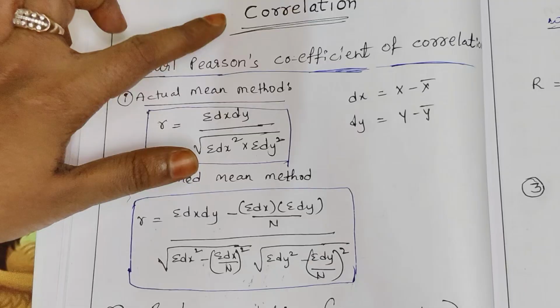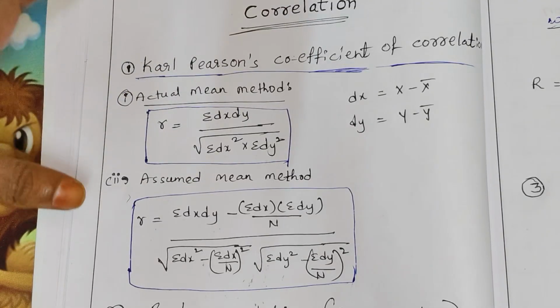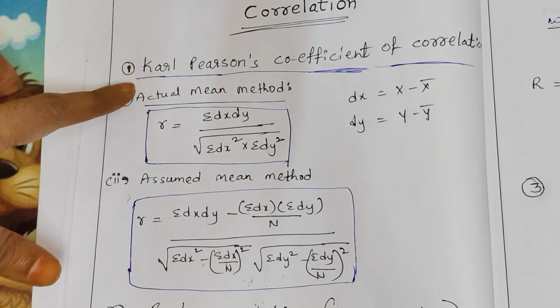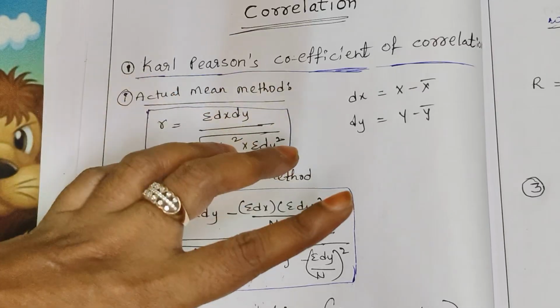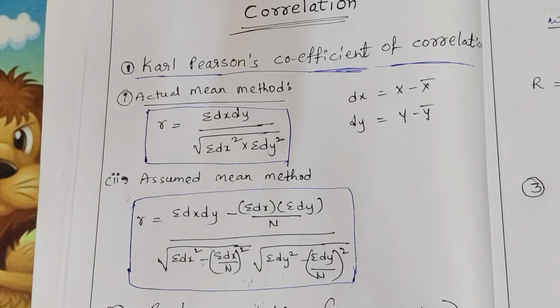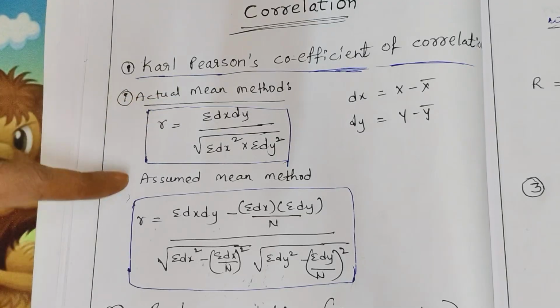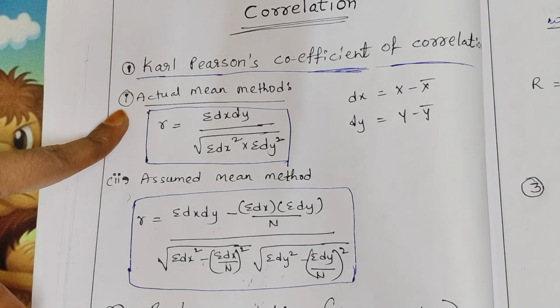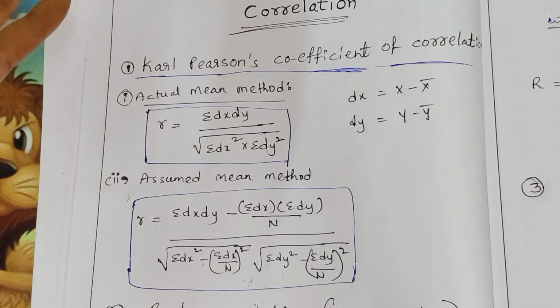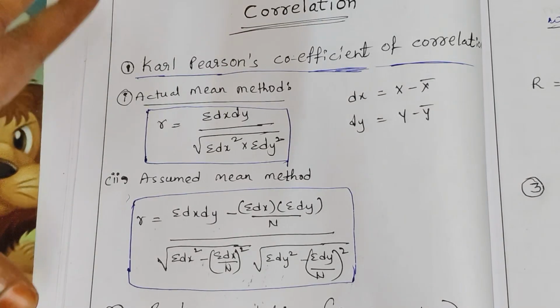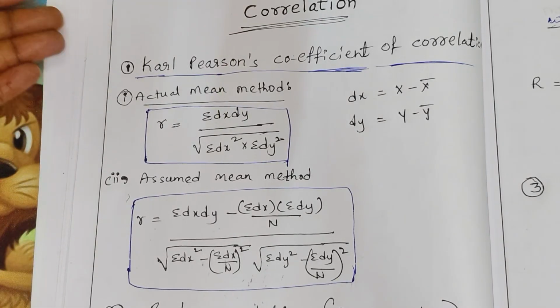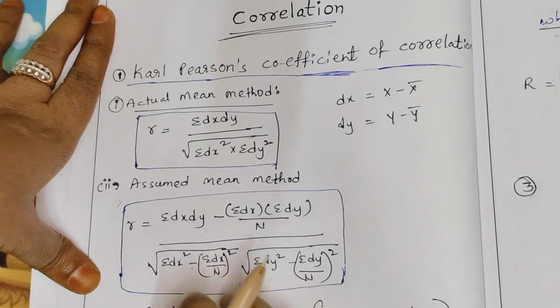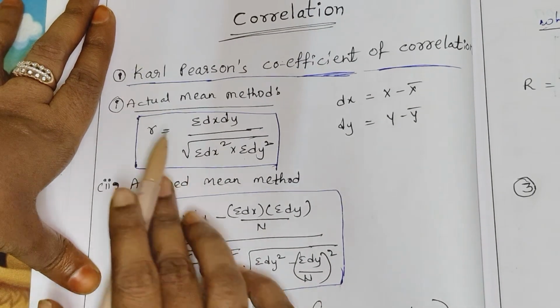So today's class is correlation. In this chapter we are discussing the problematic part. Karl Pearson's coefficient of correlation. If you want to calculate the coefficient of correlation, we can apply the actual mean method or the assumed mean method. Any method we can apply. Most of the times they will not ask which method you need to use, then you can select the actual mean method. So we are discussing now the actual mean method.